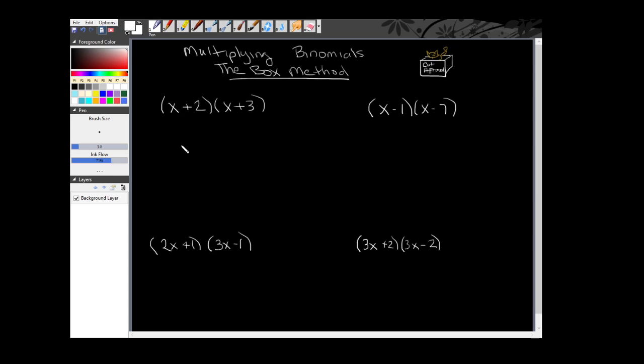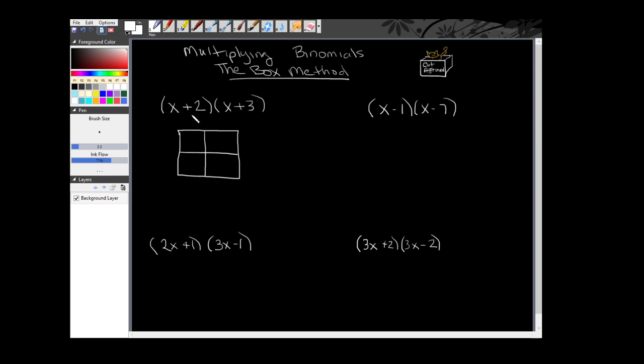So coming to our first example, we start by drawing a box, which I'm sure is quite surprising to you guys. Now, what we're doing is we're multiplying binomials, so I'm going to be creating a 2 by 2 box. But if I had some other type of polynomial, say I had a trinomial here with 3 terms, I could easily just add another set of boxes on here. So this box method is useful for binomials, but it can be used for any range of polynomials.